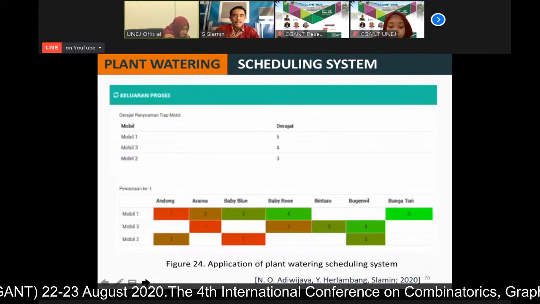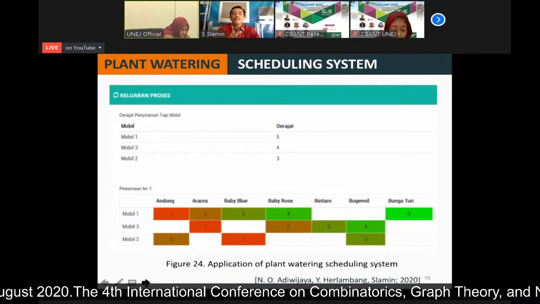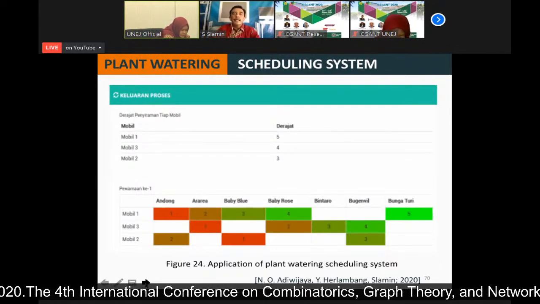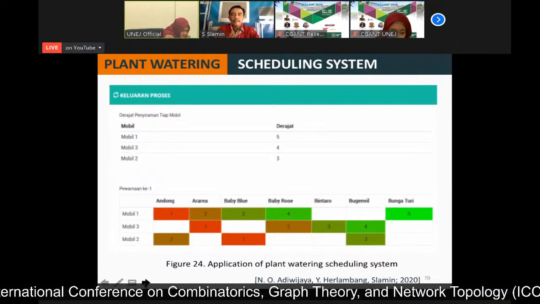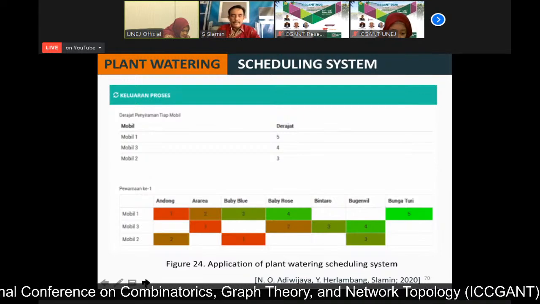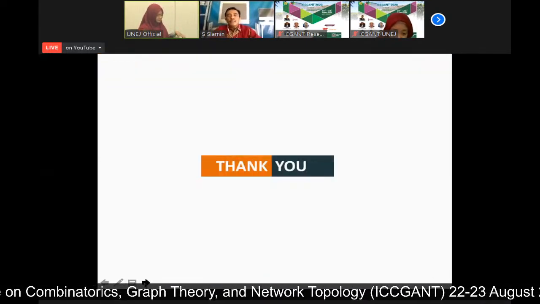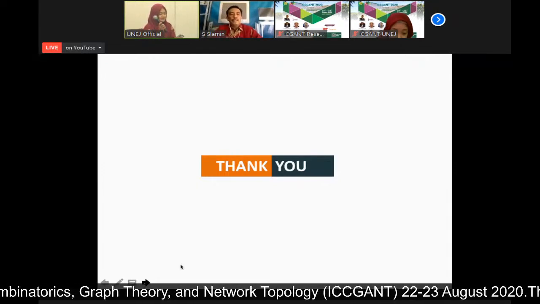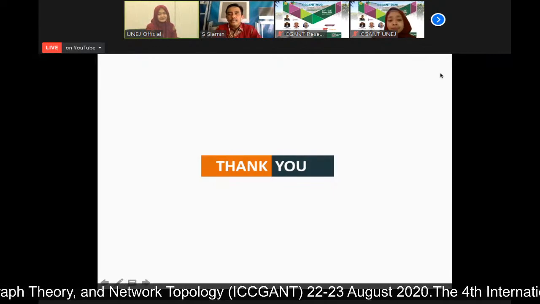We made an application, actually an information system, which was done by our student, and I think it worked very well using edge coloring. Okay, I think that's all for my talk. Thank you very much for your attention, and I give this session back to the chair.